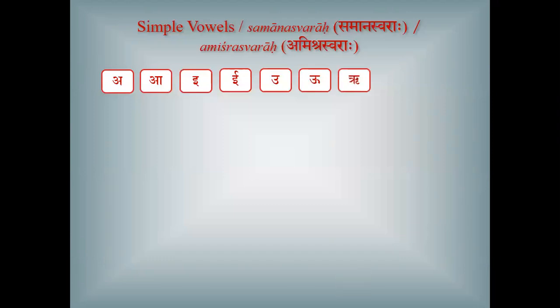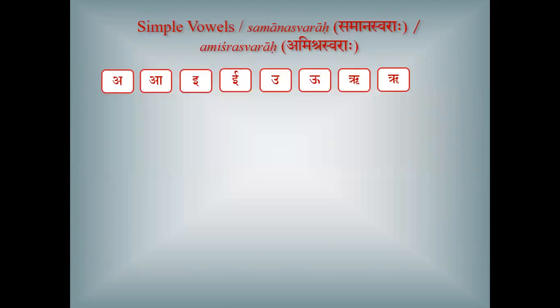Then the next one is Ṛ. Like the sound in the word Rishi, or Rig Veda, Ritam, Ritu. We'll be seeing in detail later how this sound is produced. Now we can see the form of the letter and to some extent understand the sound. Ṛ is a short vowel. The long form is Ṝ. So A, Ā, I, Ī, U, Ū, Ṛ, Ṝ.